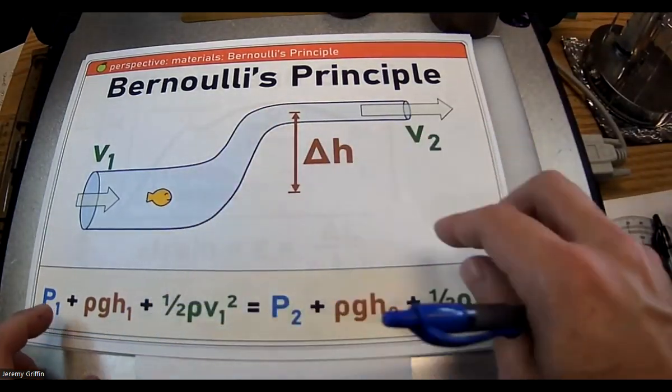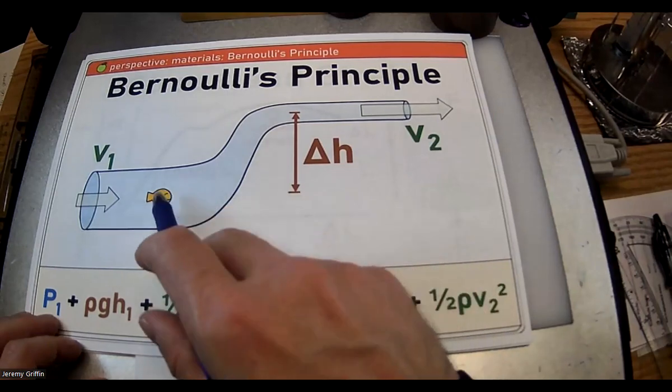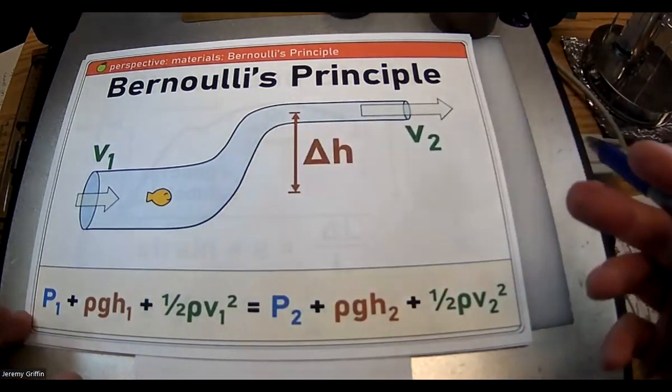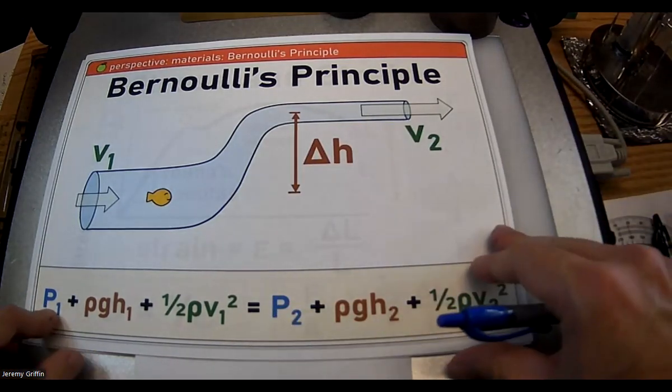This fish swimming through the pipe system feels pressure changes. You would feel pressure decrease for 2 reasons. One is that the water speeds up. The other is the increased elevation. So the internal pressure changes.